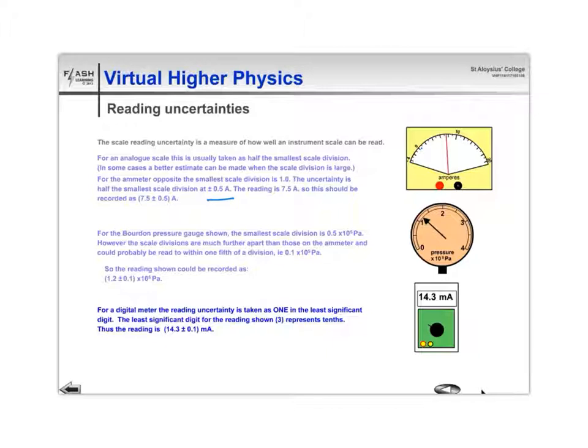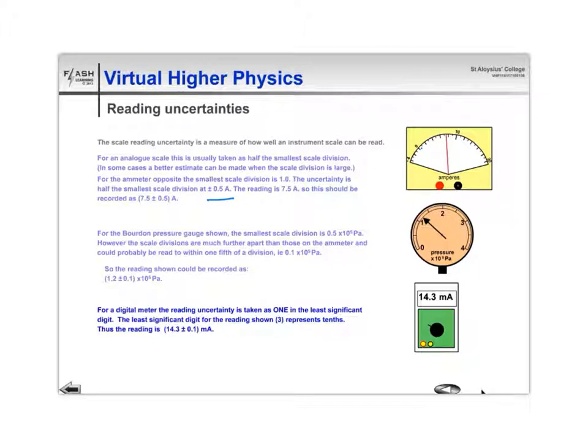If the scale is a bit larger, then it may be reasonable to give smaller divisions. So can you judge if it's a fifth of these large divisions on that? But that would be quite unusual. We would give you an example like that. So these are both analogue scales: half the smallest division.